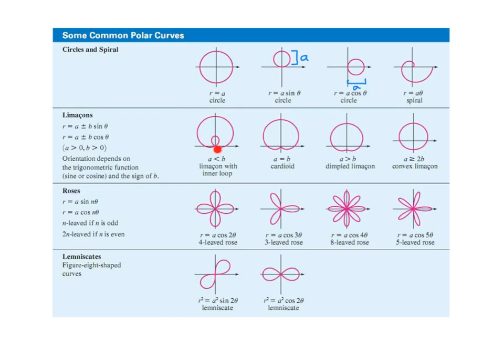But then you'll notice that there are these extra features. So we have this inner loop, and here it comes to a point, here it's dimpled, and here it's convex. We determine those extra features based on comparing the a and b values. So here, if our a value is ever less than our b value, we're going to get a limaçon with an inner loop. So again, if that a value is ever less than your b value.